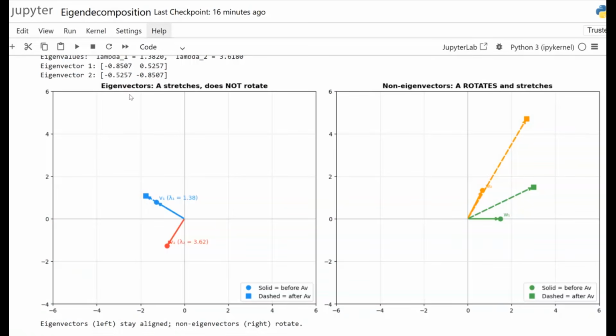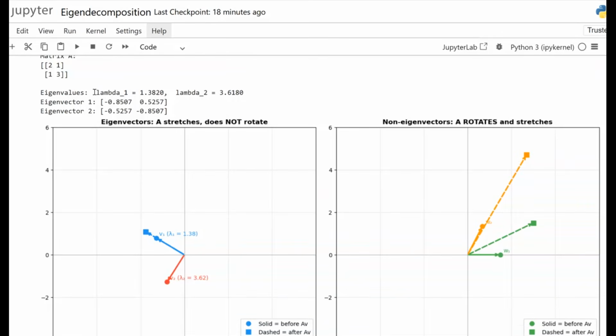Left panel, it just shows the eigenvectors. So here the solid arrow shows two eigenvectors, v1 and v2, before multiplication by A, and the dashed arrow shows the result after multiplication. Notice that the dashed arrows point in exactly the same direction as the solid arrows. They are only longer. This is the defining property of eigenvectors. The matrix stretches them without rotating them.